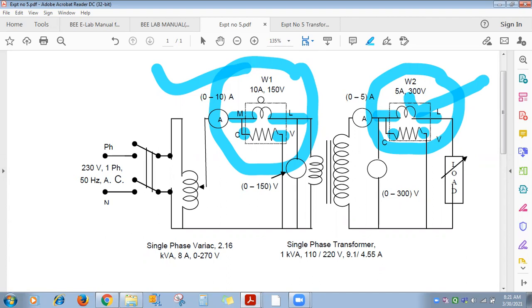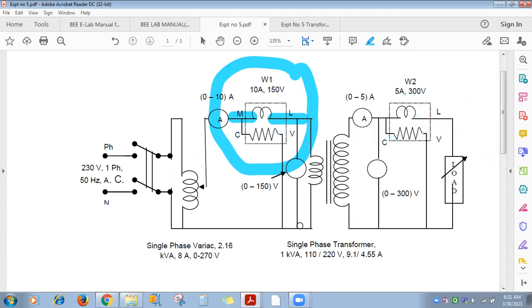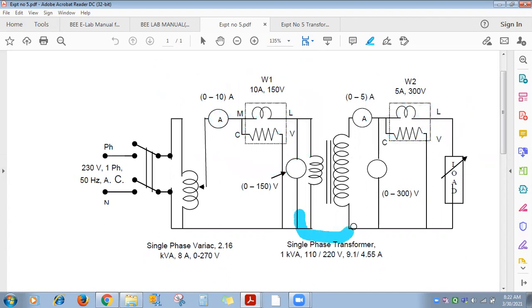We are going to perform the direct loading method to calculate the efficiency and voltage regulation of this transformer. Connect one wattmeter on the secondary and one wattmeter on the primary, and take W2 by W1 into 100, and you will get the percentage efficiency. Next, we are going to calculate voltage regulation also. Clear?